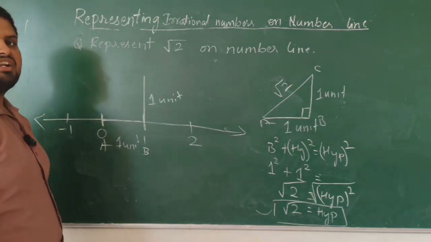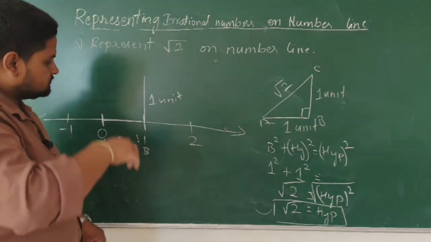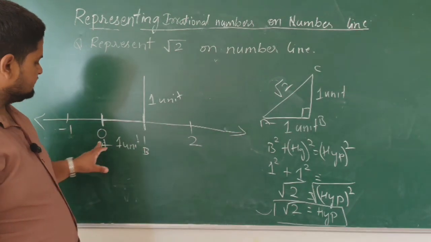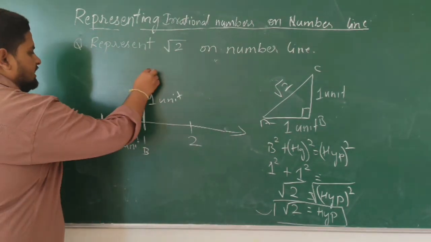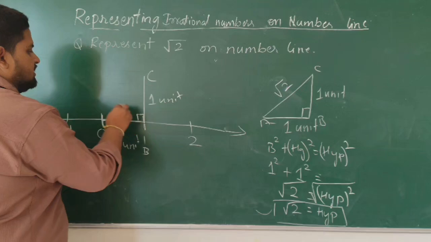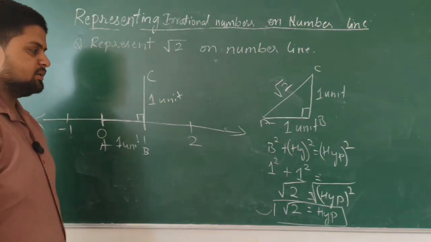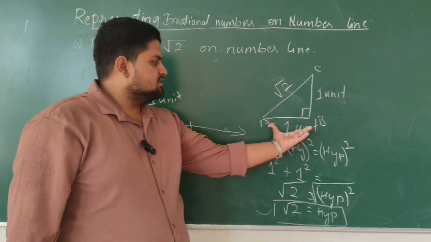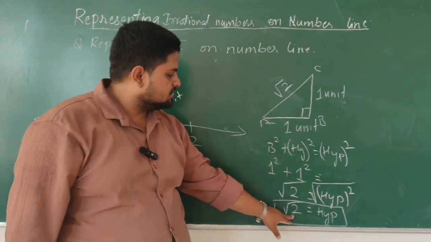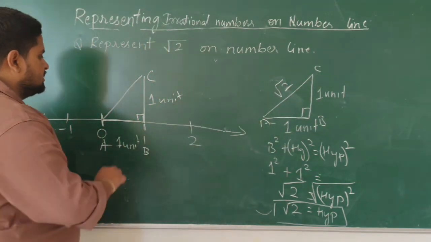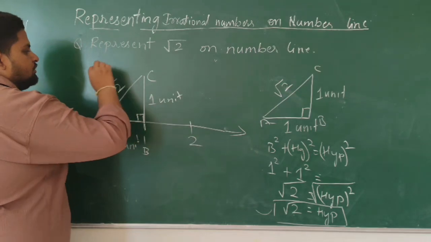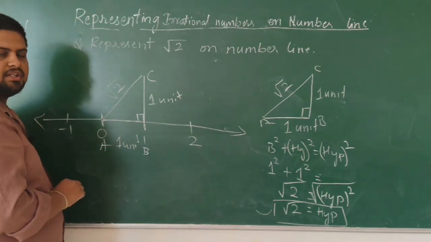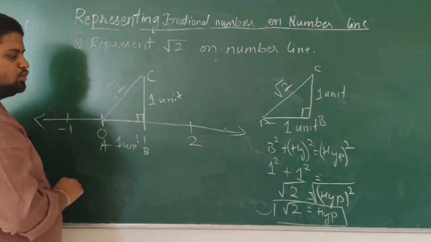Use scale and pencil whenever you are drawing this. So I took the base AB as 1 unit. Now I will take this height BC also 1 unit, exactly perpendicular to it. Now I will join this over here. So we calculated here, if the base is also 1 unit, height is also 1 unit, what is the hypotenuse? Root 2 units. So of course this will be root 2 units. This hypotenuse AC will be of root 2 units.